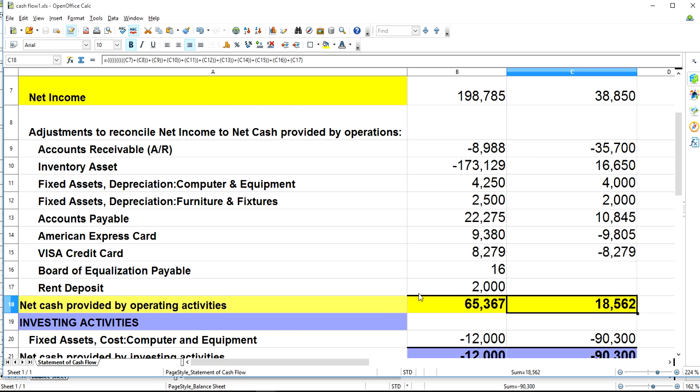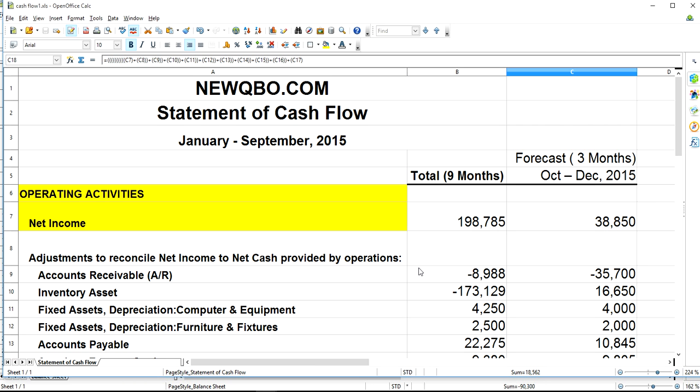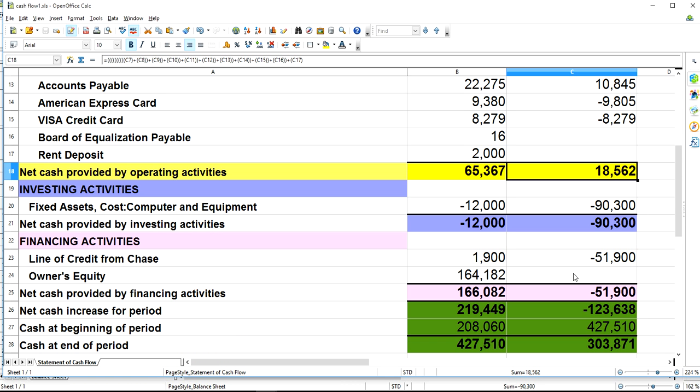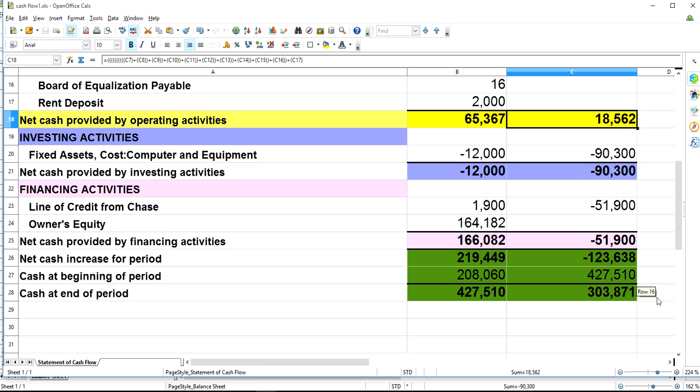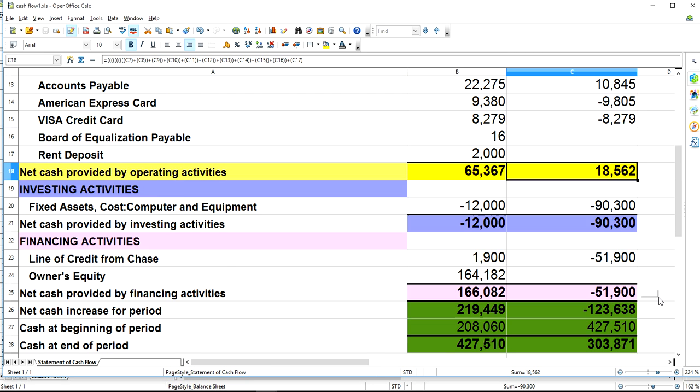Okay, so that's basically how you do the forecast, and this is the format they have. If you do it step by step, I think it should be pretty clear.